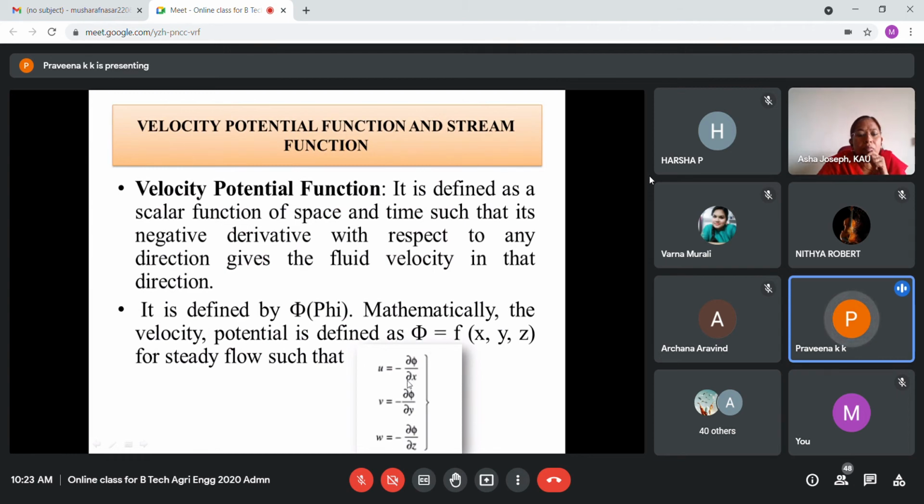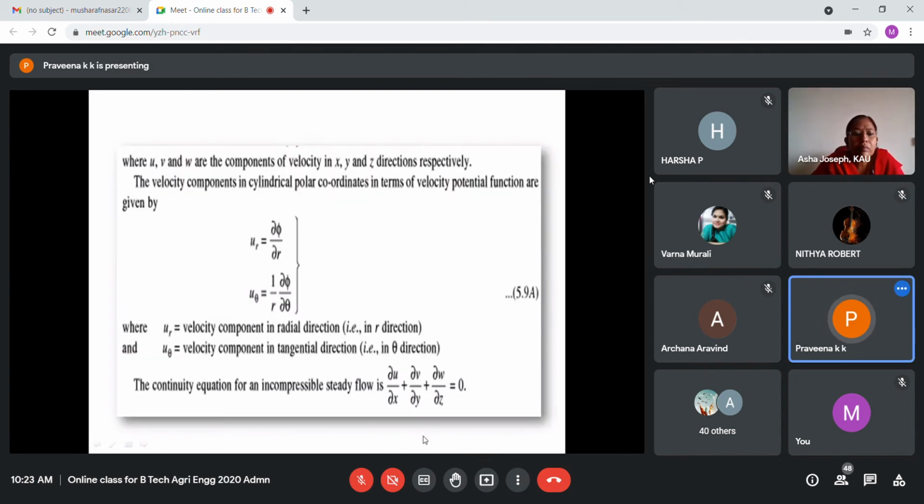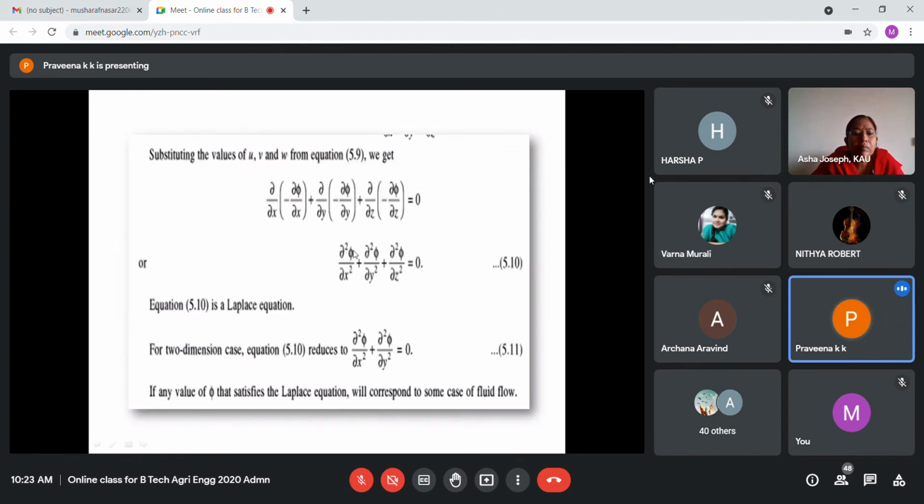U, v, w. This is equation 5.9: u equals minus dou phi by dou x, v equals minus dou phi by dou y, w equals minus dou phi by dou z. That equation we are substituting in the continuity equation.